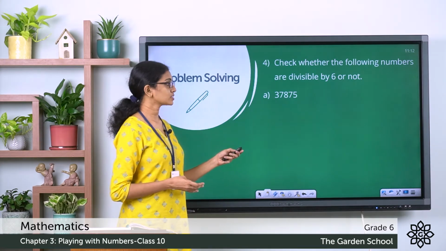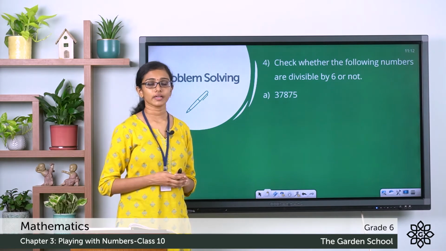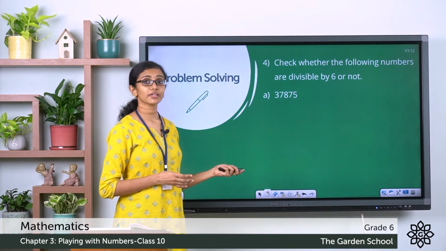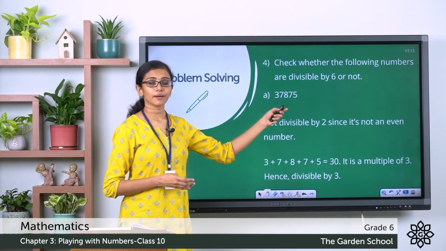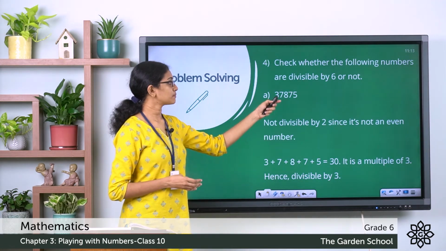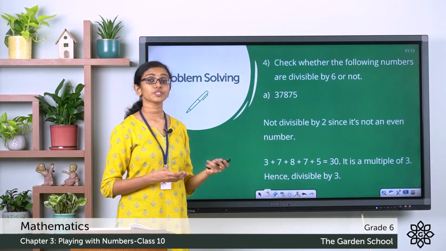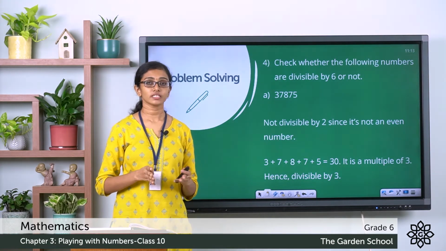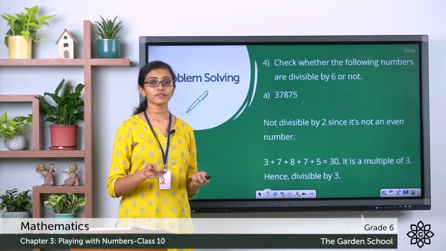No, the ending digit or the ones digit is an odd digit, so it is not an even number. So is it divisible by 2? No, it is not divisible by 2. Now, if you take the sum 3 plus 7 plus 8 plus 7 plus 5, you get the number 30, which is a multiple of 3. So since the sum of the digits is a multiple of 3, the given number will be divisible by 3.